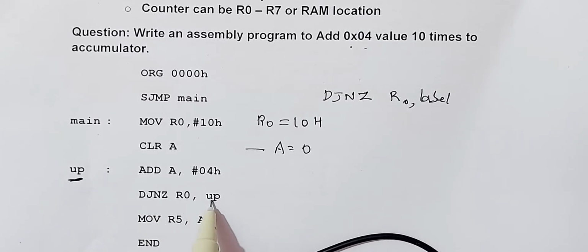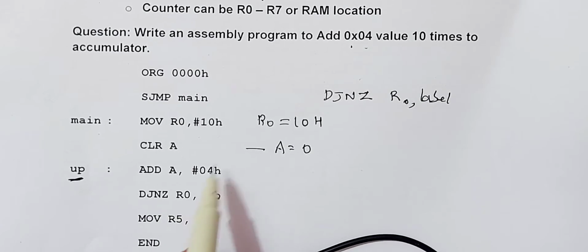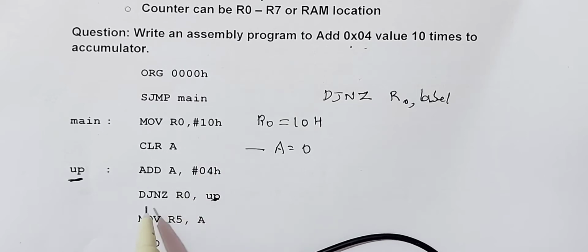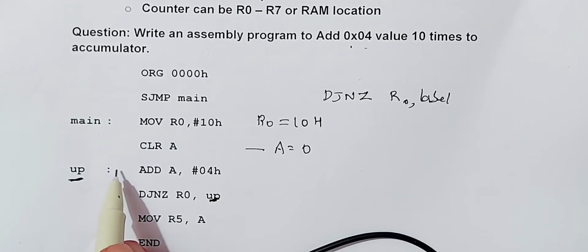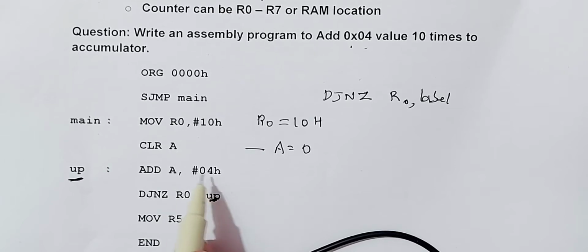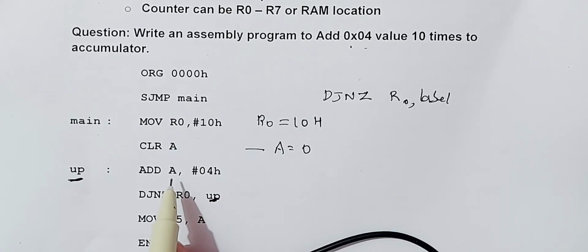This instruction, what it does: first it decreases the value of R0. R0 is loaded with 10. It decreases it by 1, a decrement. So R0 goes to 9. Then jump if not 0. R0 is 9, not 0. Therefore, again it jumps where? To the label up specified. It will jump to here. Again, this instruction is ADD A, #04. Now it adds a second time.